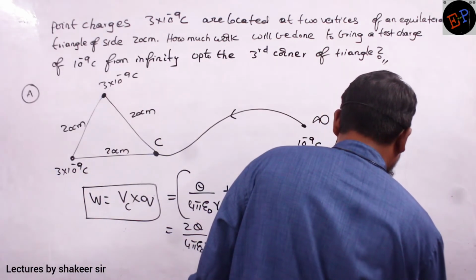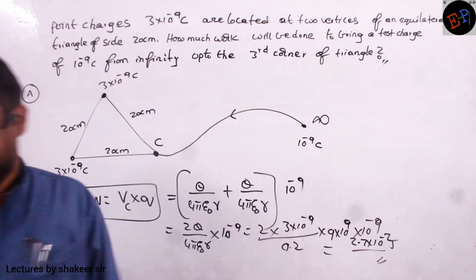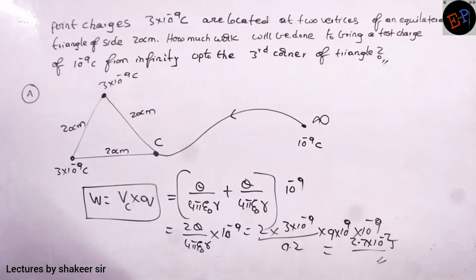2.7 into 10 power minus 7 joules. That is the amount of work. Clear, no?